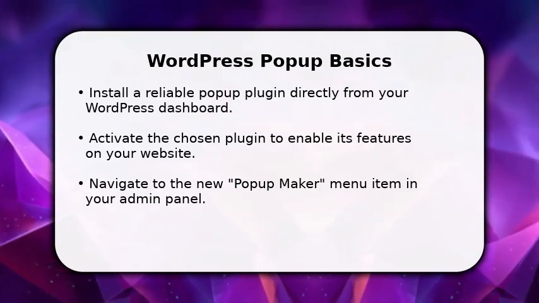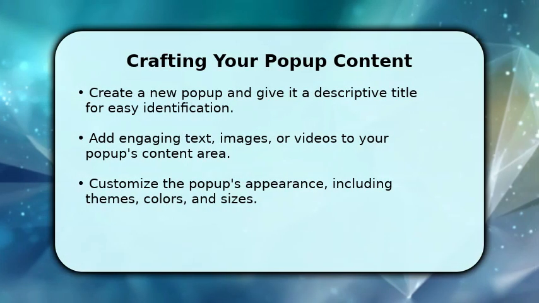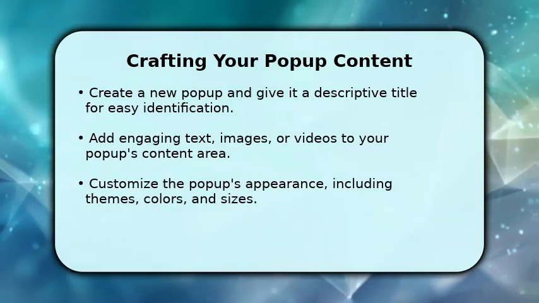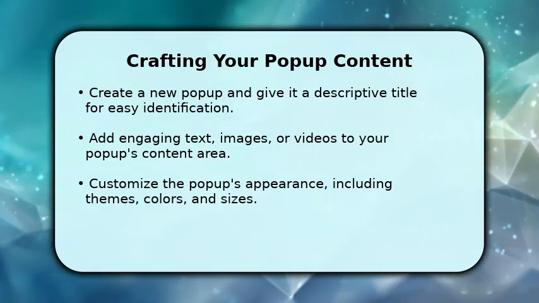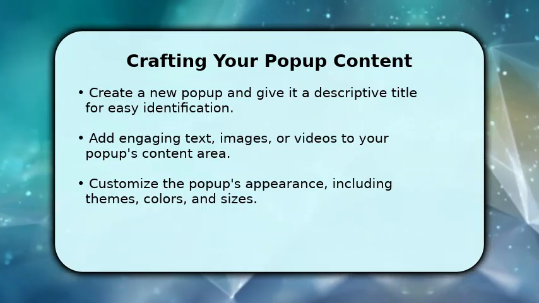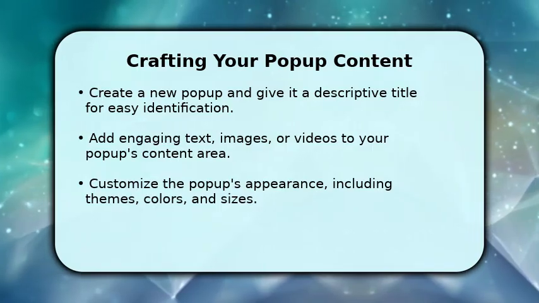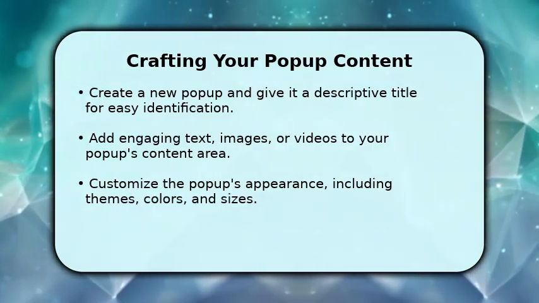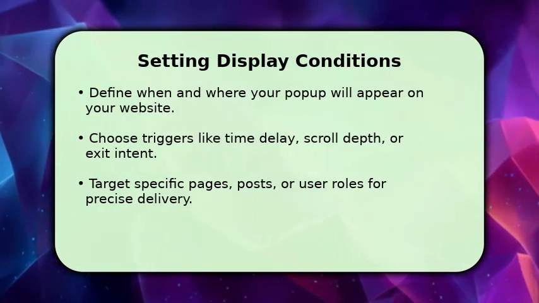You'll then see a new Pop-up Maker option appear in your left-hand menu. Now that the plugin is active, it's time to design your first pop-up. Click Add New Pop-up from the Pop-up Maker menu. Give your pop-up a clear title, like Welcome Discount or Newsletter Sign Up. In the content editor, you can add any text, images, or even short videos. Experiment with the various themes and styling options to match your brand, ensuring your pop-up looks professional and inviting to your visitors. Next, we'll configure when and where your pop-up will be shown.